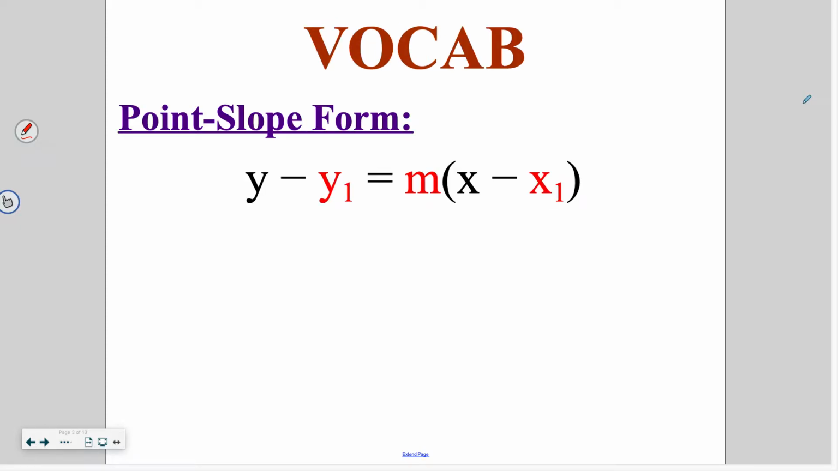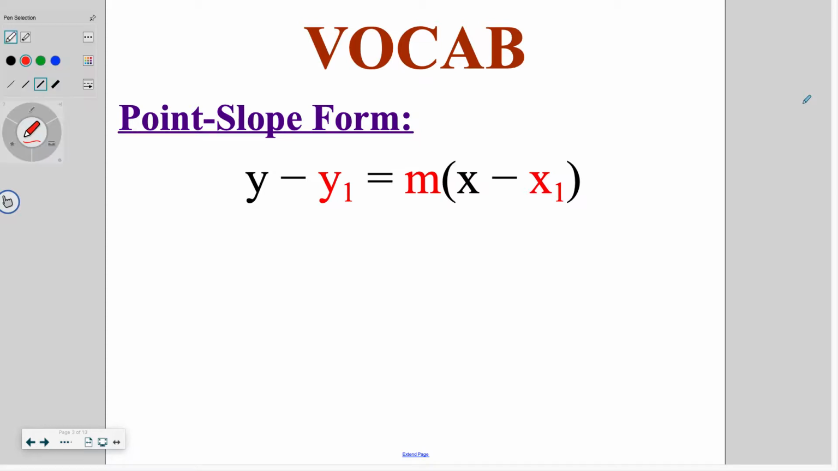So as we've been discussing so far in chapter 2, there are many different ways that we can write out a linear equation, and this is our second option, which is called point-slope form. So our formula, y minus y1 is equal to m parentheses x minus x1, is the general equation.